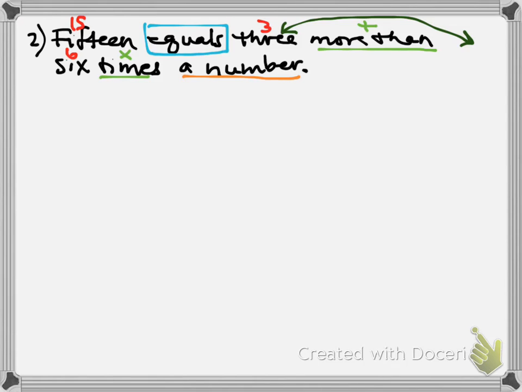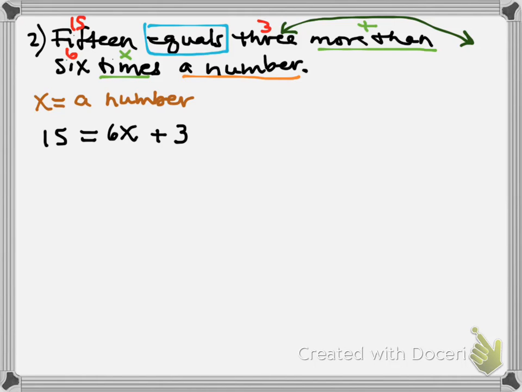Okay. So we start by defining our variable. X represents, in this case, a number. And then we start translating. 15 equals, now the 3 is going to go after the more than, so I have plus, and then I put the 3 after it. 6 times the number goes in front, 6x. So I translate 15 equals 3 more than a number, 6 times a number, is 15 equals 6x plus 3. I've got 3 more than that 6x, okay?